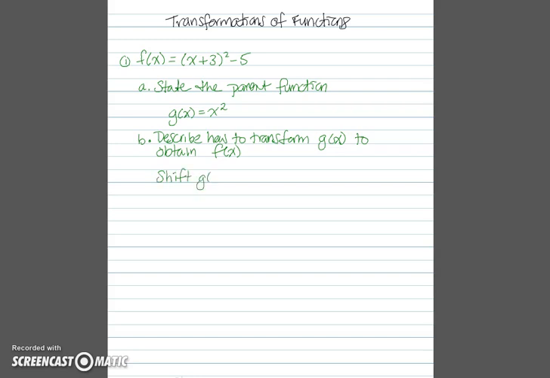Adding the 3 on the inside is going to result in a horizontal shift. So we're shifting g of x to the left 3 units. Remember, if you're adding, you're shifting to the left if it's on the inside. And then since we're subtracting 5, that means we're going down 5 units. So now we can go ahead and take this information and sketch a graph. I'm just going to fast forward this a little bit to get the grid down.